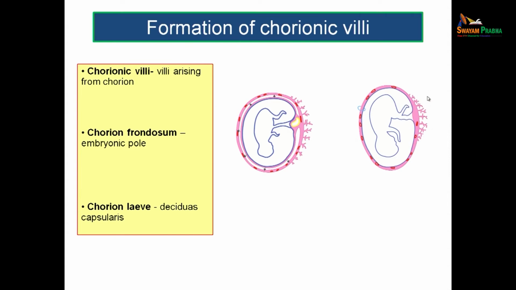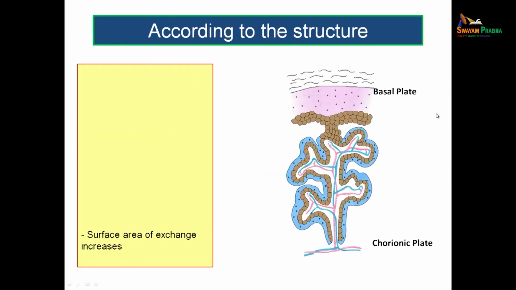This chorion frondosum is actually developing as our future placenta. This is chorion frondosum and this region is known as chorion laeve. These two terms you have to keep in mind. Why do we want the formation of chorionic villi? As you have more and more finger-like processes, they actually increase the surface area of exchange.